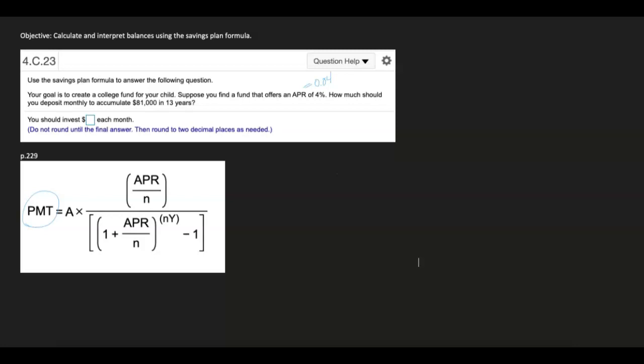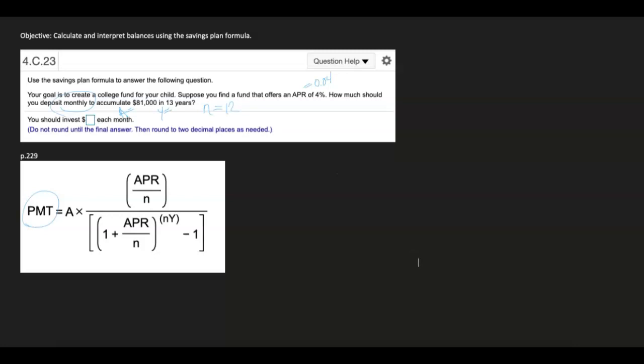To accumulate $81,000, so that means that A equals 81,000 over 13 years. Well, that means Y is 13. And then the only other thing left is N. Well, in this case, N is implied through this word monthly. Because we're making monthly deposits, N must be 12.